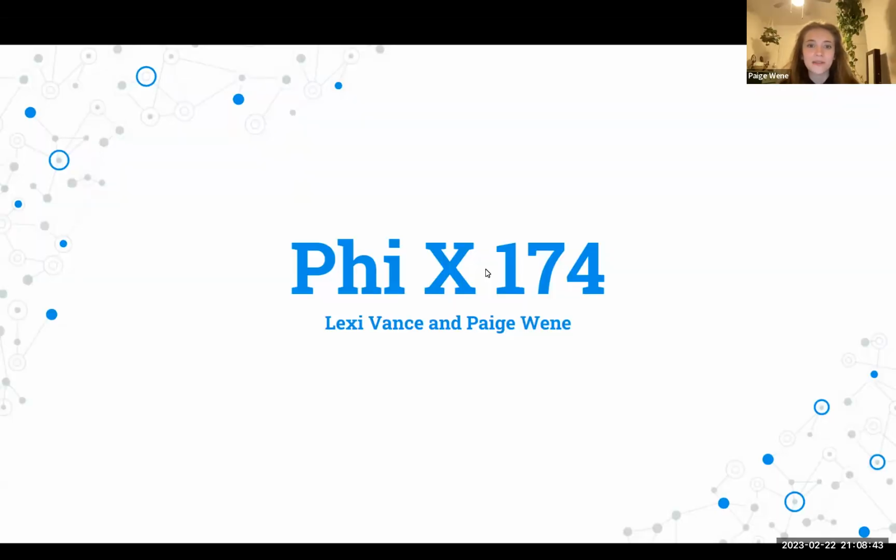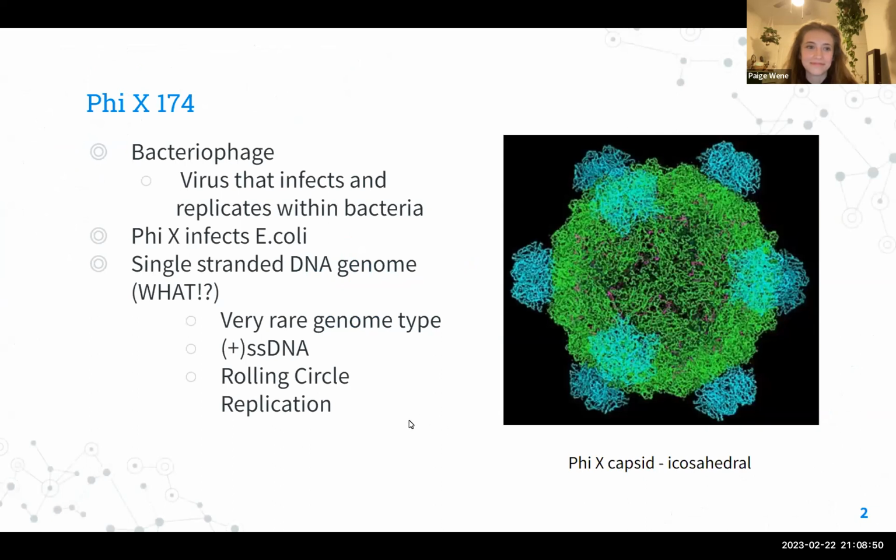So Lexi and I are doing the Phi-X 174 phage. Phi-X 174 is a bacteriophage, a virus that infects and replicates within bacteria, and Phi-X basically infects E. coli. It's a single-stranded DNA genome, which is very rare. It's a positive sense single-stranded DNA, and it goes through rolling circle replication.